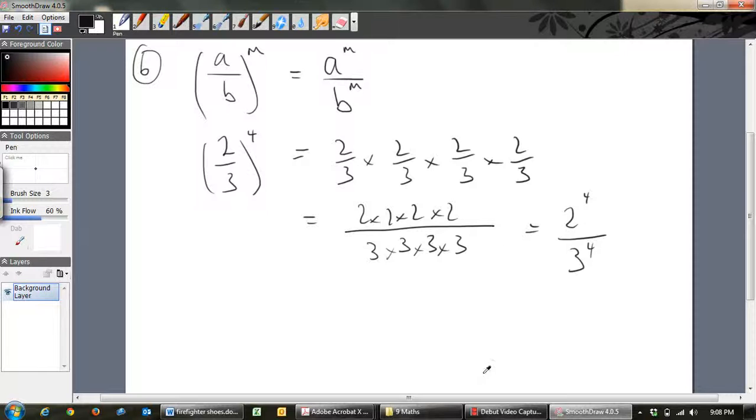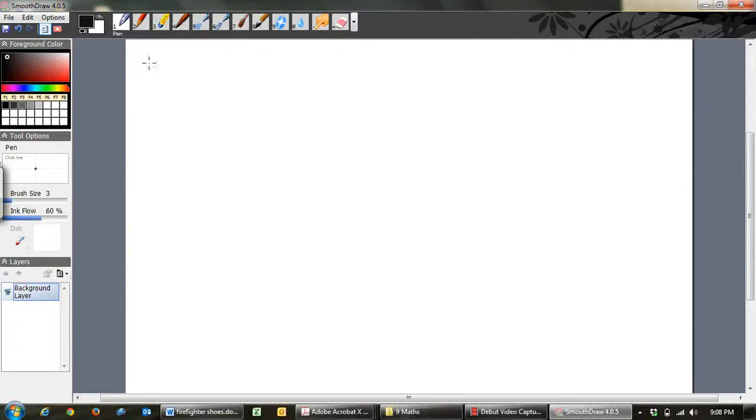Okay, so let's just crack on into an example. Let's do that exact example: 2/3 squared. What's that equal to? That's equal to 2 squared over 3 squared, which is 4 over 9. Nice and easy. Perfect. Let's do something a bit more exciting.